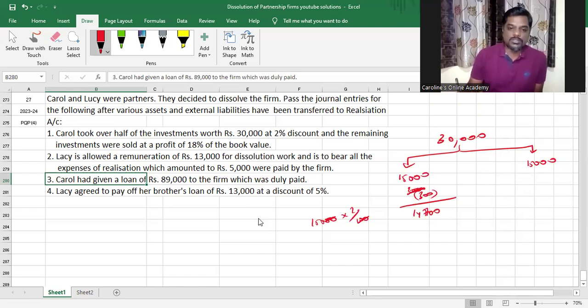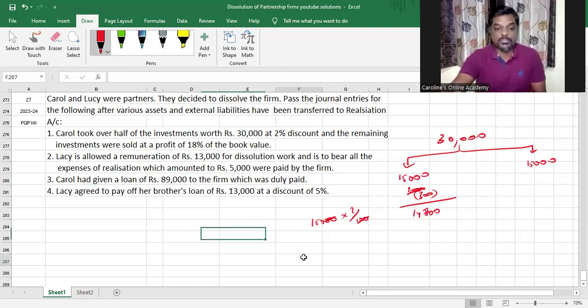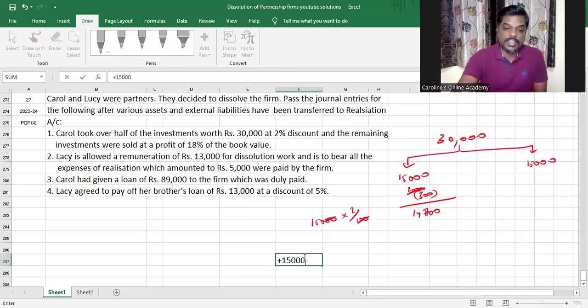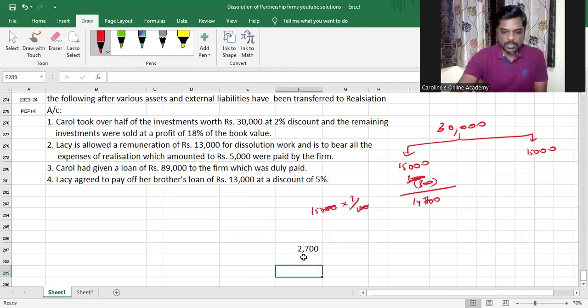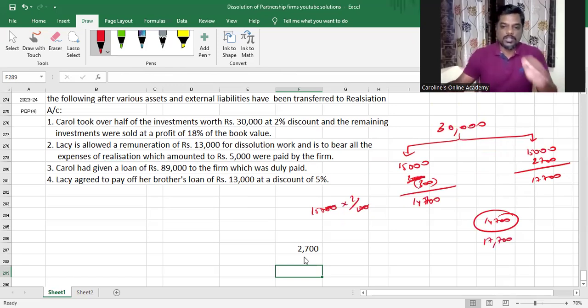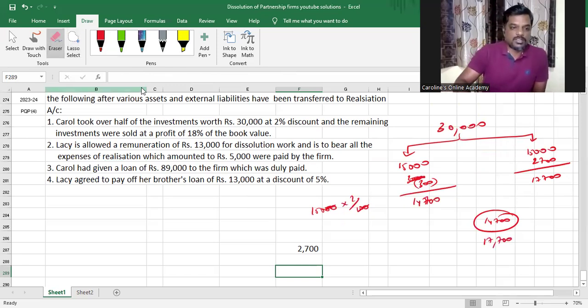And the other 15,000 was sold at a profit of 18%. So 15,000 into 18% will give you 2,700. So the profit is 2,700. So the total is 17,700. So 14,700 for the investments taken over by Carol and 17,700 for the investments sold. And let's go ahead and pass the journal entries.